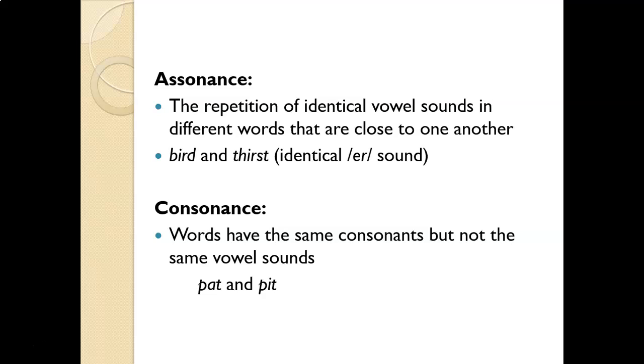Consonance is basically placing words which have the same consonants but different vowels, like pat and pit. There are pa and ta sounds in both of them, but the vowel sound is different. One is a, the other one is e. So it is pat and pit, right? In the same way, tat and tit. All such words, when they are used somewhere closely, we call it consonance.